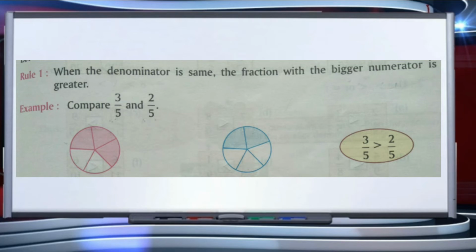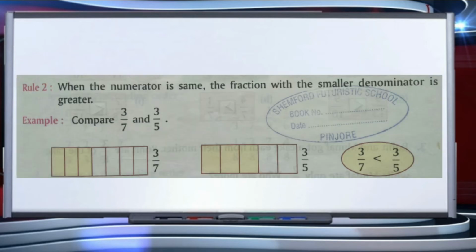Rule number 2: when the numerator is the same, the fraction with the smaller denominator is greater. Means we are having one example: 3 by 7 and 3 by 5. In this, the numerator is the same, 3, and the smaller denominator is in 3 by 5. This denominator is smaller, that means this fraction is the greater fraction. 3 by 5 is greater than 3 by 7.